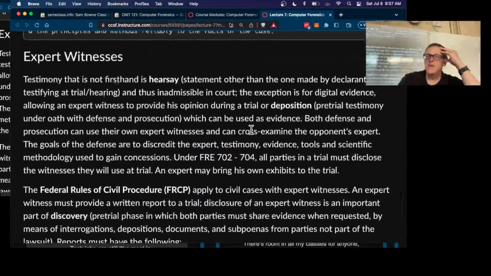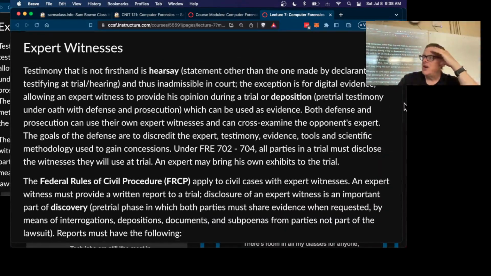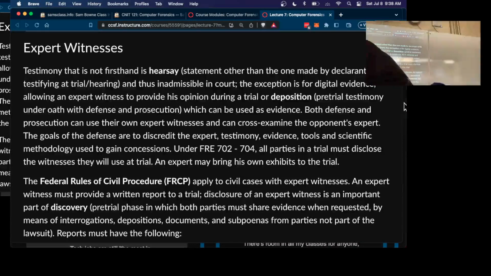So expert witnesses are what forensic examiners typically are. You go to court, you have all this information demonstrating that you are an expert because you have formal training and you've given all these talks and written these books and such, and then you are allowed to state your opinion from analyzing the evidence.